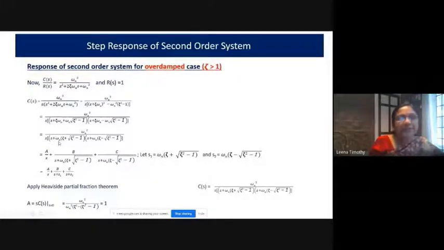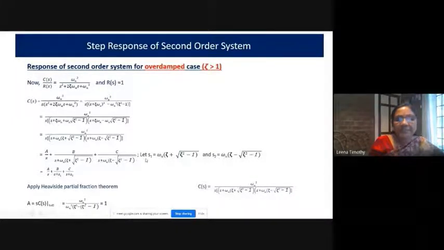Omega n, take omega n outside. So theta plus root of theta square minus 1. In the same way here also, s plus omega n, take omega n outside, theta minus root of theta square minus 1. So a by s, taking partial fractions, a by s plus b divided by this term plus c divided by this term.